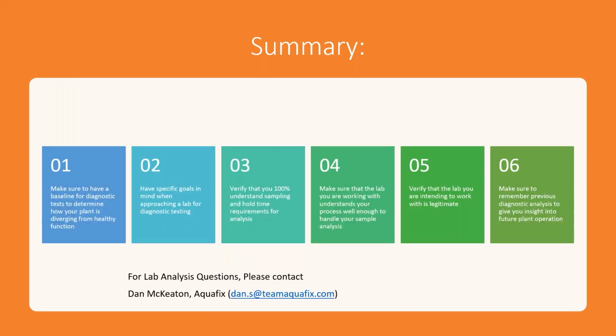All right, so just a couple things. Here's a quick summary. Make sure to have a baseline for diagnostic tests to determine how your plant is diverging from healthy function. Have specific goals. Verify you 100% understand sampling requirements and hold times. Make sure the lab you're working with understands what's going on. You may want to verify that the lab is in fact legitimate.